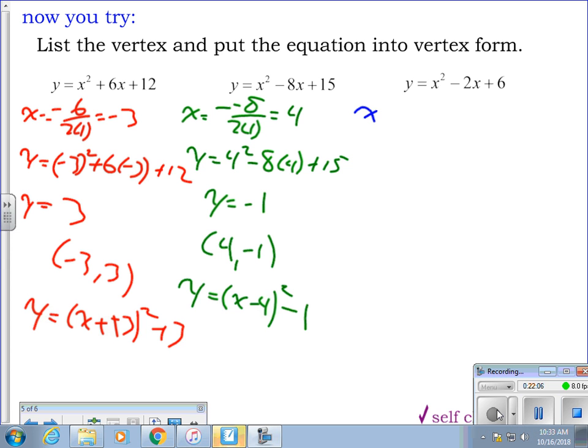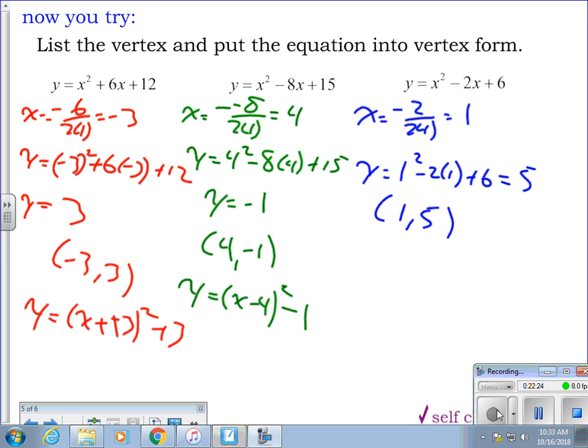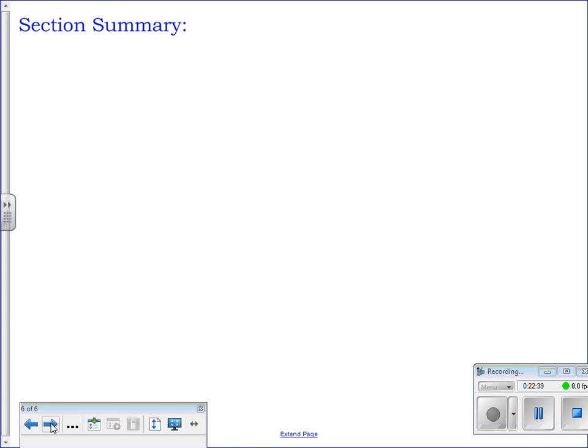Last one. X equals minus negative 2 over 2 times 1, which is 1. Y equals 1 squared minus 2 times 1 plus 6, which is 5. So I get 1, 5. So y equals (x minus 1) squared plus 5. Questions? I do believe that's it. So not a big deal covering 2 lessons today.